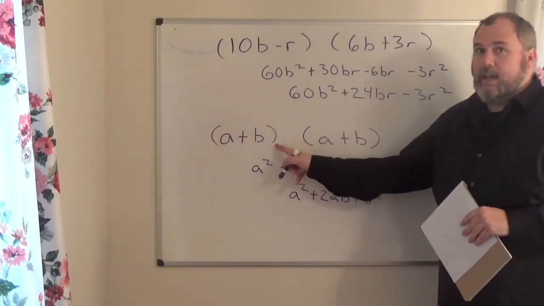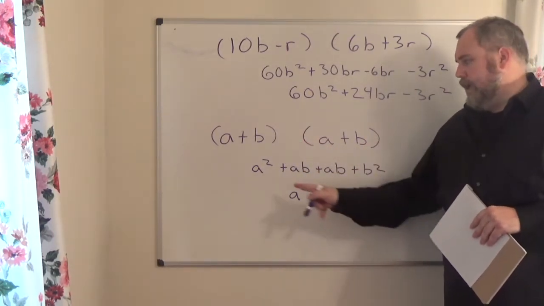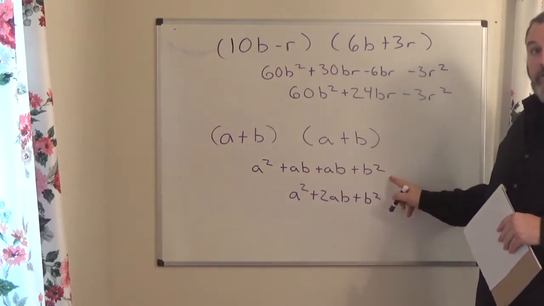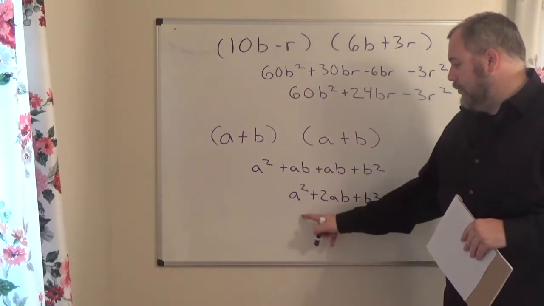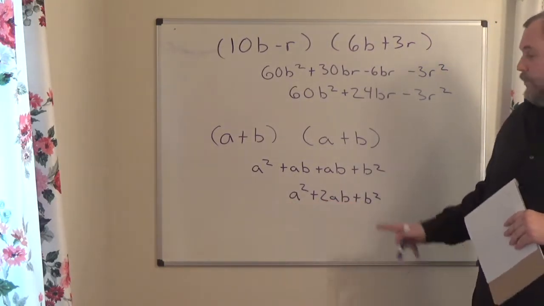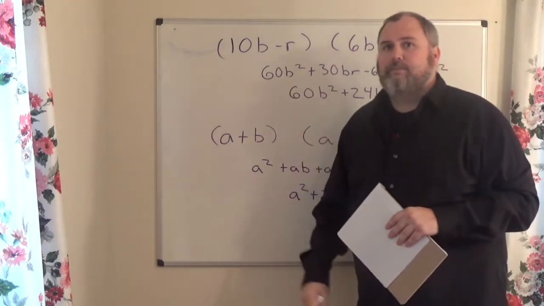The next one, we have a plus b times a plus b. And we get a squared plus ab plus b squared. Simplify all that, combining like terms, a squared plus 2ab plus b squared. Now this bottom guy that you see right here is actually very important.